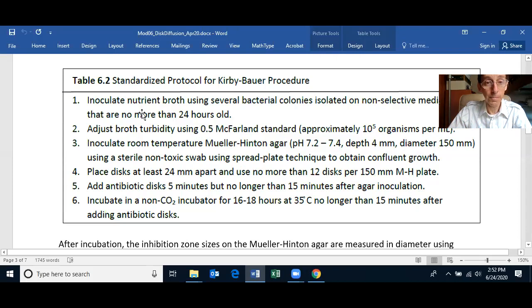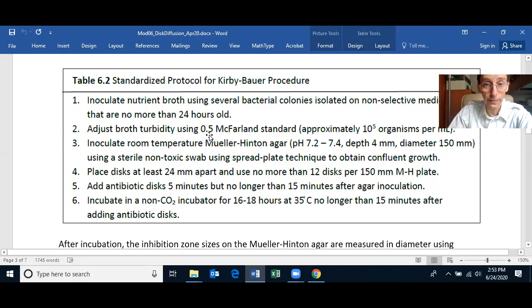One way to do that is you always inoculate the nutrient broth from several bacterial colonies isolated on non-selective media that is no more than 24 hours old. And then you only grow the broth a little bit so that the bacteria growing in the broth is in logarithmic growth. This won't mean too much for you, but you grow the broth until the turbidity in the media is 0.5 McFarland standard units, and that's approximately 10 to the 5th cells per mL. That's not very heavy. If you were to grow this bacteria till it was confluent, meaning you can't grow it any further, you'd probably have something like 10 to the 7th organisms per mL. So they're only grown for a little bit, less than a day, in the liquid culture.